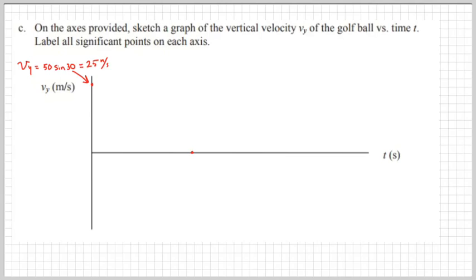Part C is asking, on the axes provided, sketch a graph of the vertical velocity Vy of the golf ball versus time t. Label all significant points on each graph.